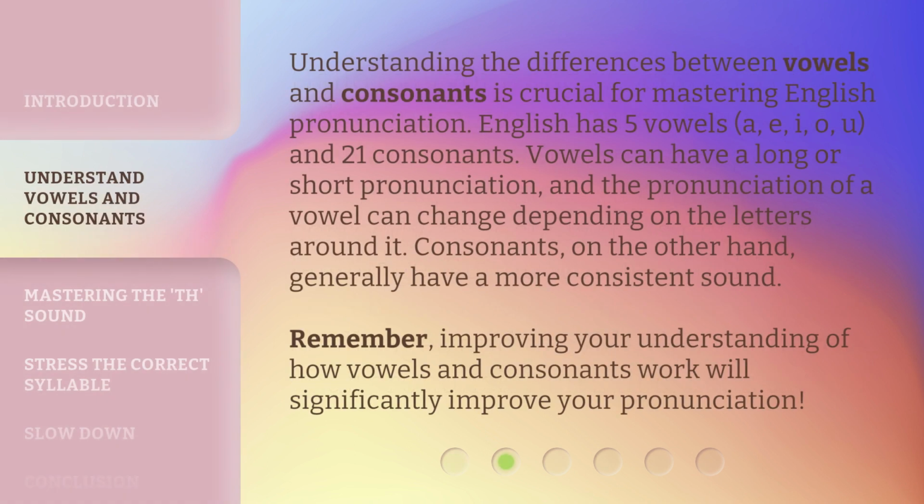Understanding the differences between vowels and consonants is crucial for mastering English pronunciation. English has 5 vowels: A, E, I, O, U, and 21 consonants. Vowels can have a long or short pronunciation, and the pronunciation of a vowel can change depending on the letters around it. Consonants, on the other hand, generally have a more consistent sound. Remember, improving your understanding of how vowels and consonants work will significantly improve your pronunciation.